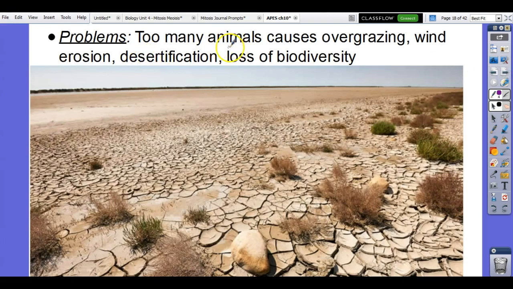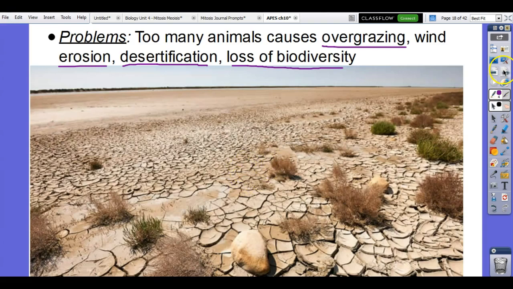So the problems, too many animals causes overgrazing, right? And when we get overgrazing, then we get erosion. Why? Because those plant roots are not going to hold that soil in place. We get desertification, either way you want to pronounce it. Basically, the soil turns into a desert, okay, and it can't really hold water because there's not enough plant material in it, and loss of biodiversity. So this is a big problem you'll see in areas where grazing is happening too frequently.